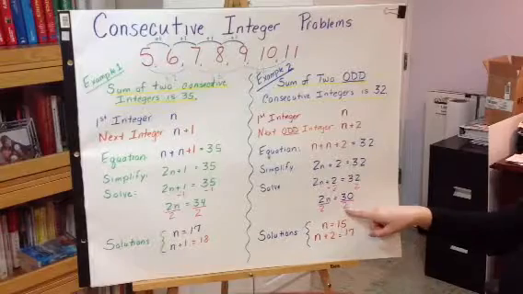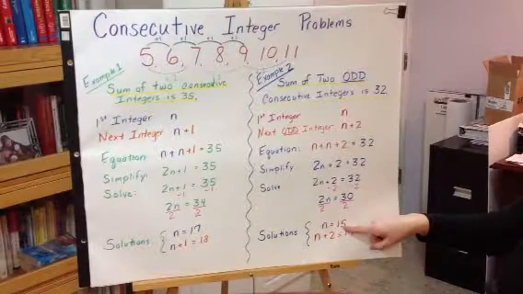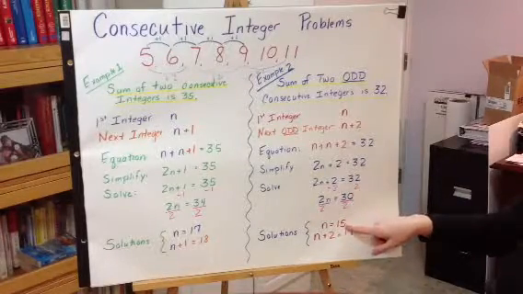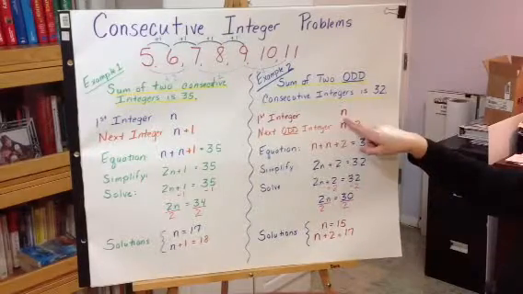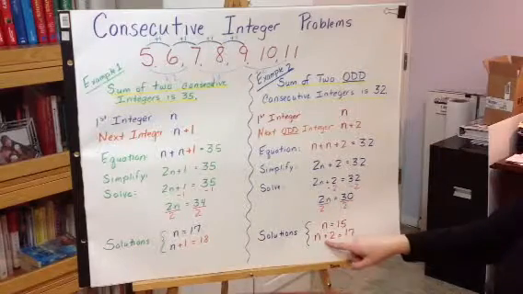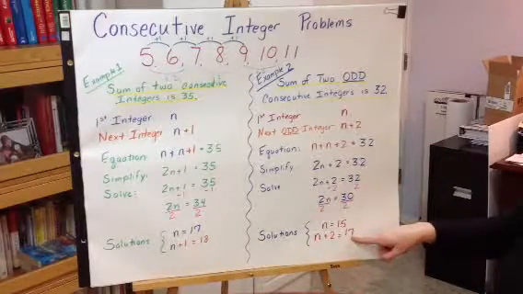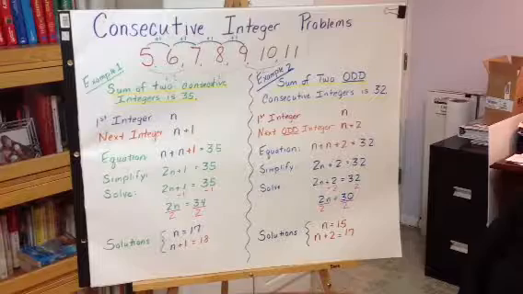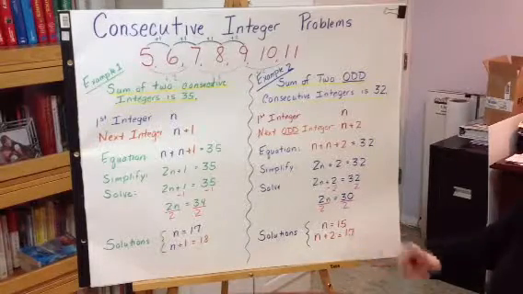Divide each side by 2, and I find that n is 15. Again, that's half my answer, because that's the first integer. The next odd integer would be n plus 2, so I would get 15 plus 2 is 17. And these would be my two solutions, 15 and 17.